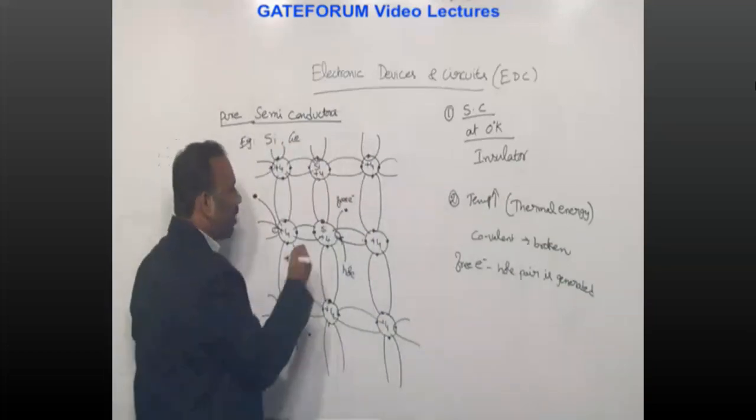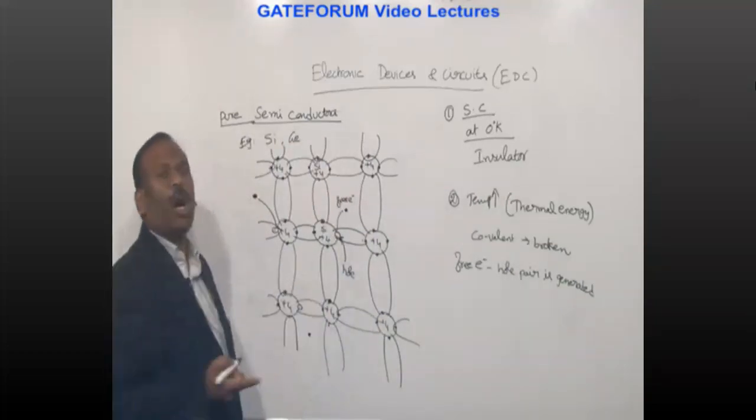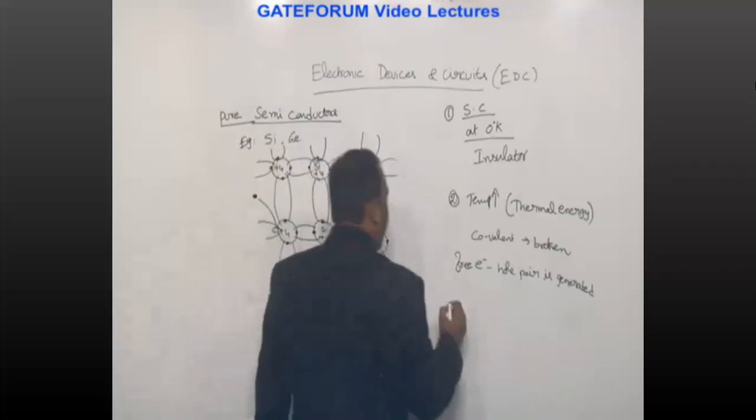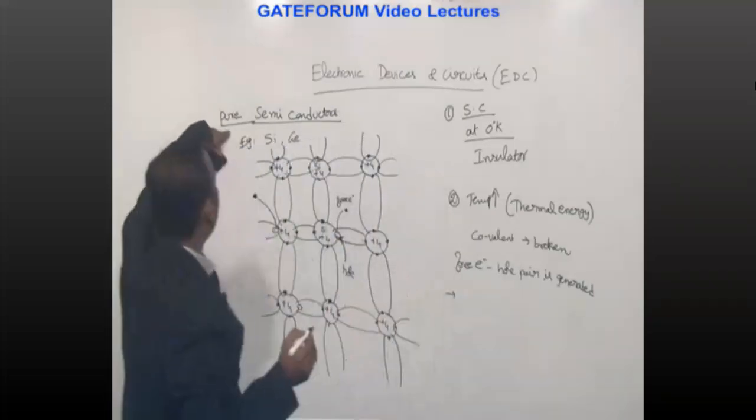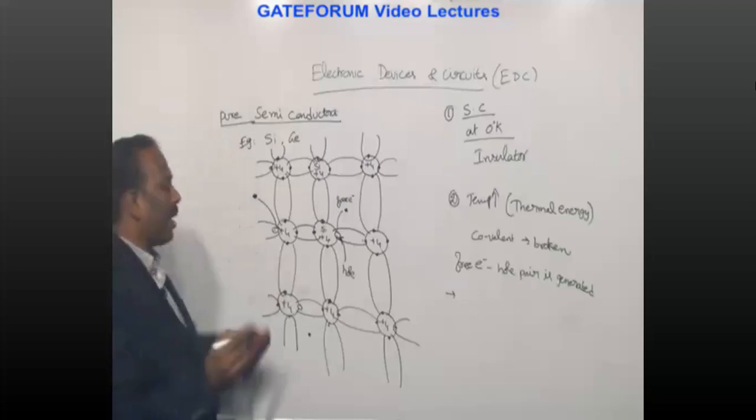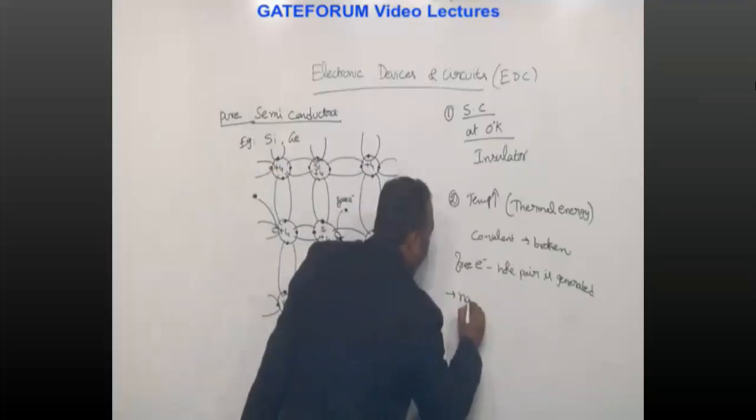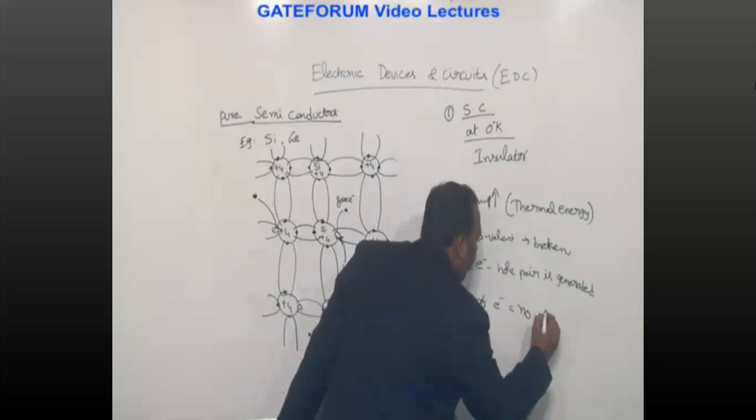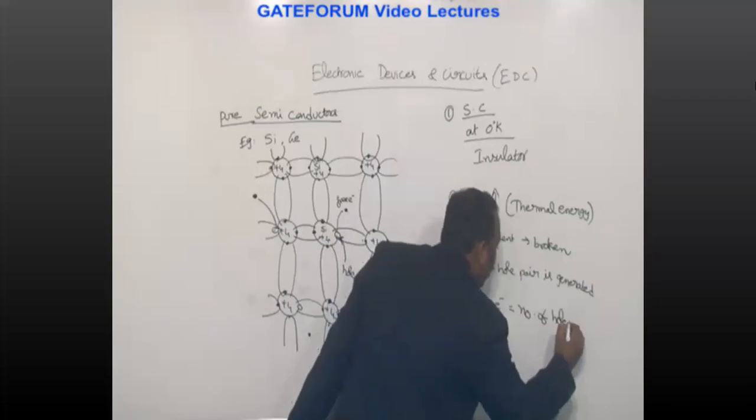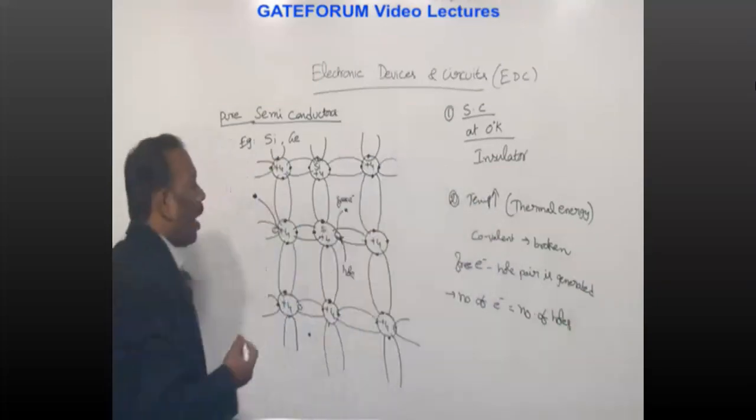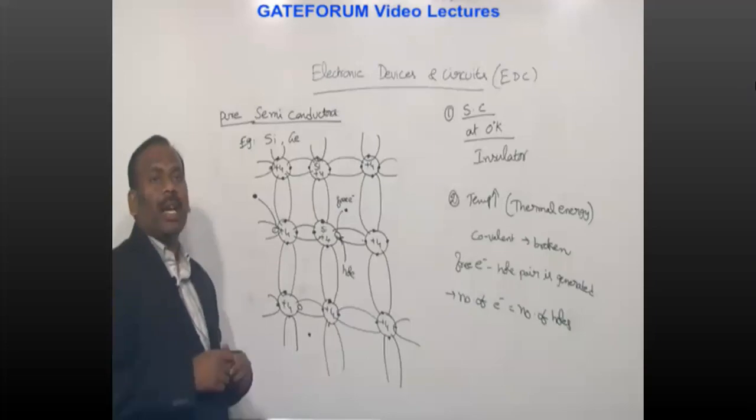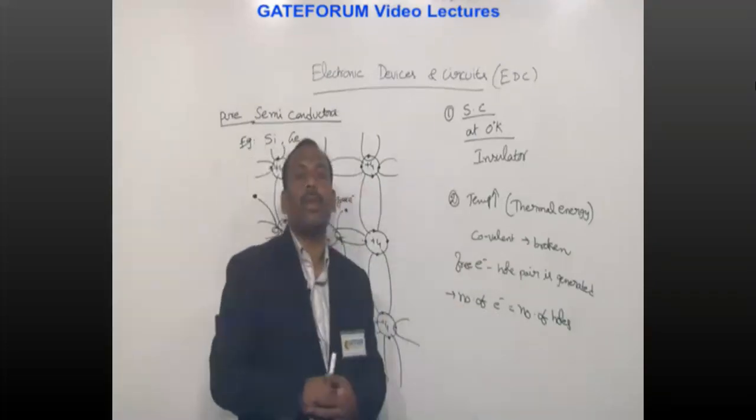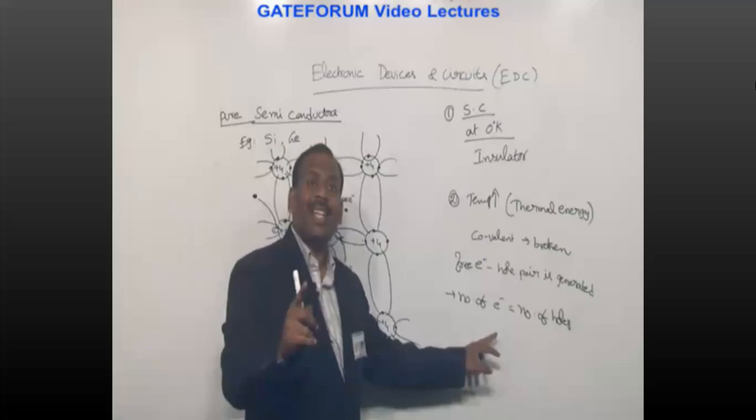Now if you see how many free electrons are there here, 3. How many holes are there? 3. Therefore, in this intrinsic semiconductor, or pure semiconductor, the number of electrons is equal to the number of holes.